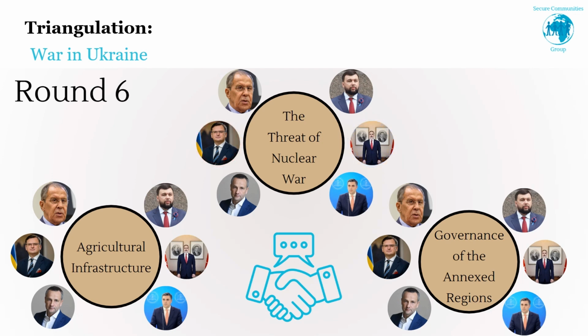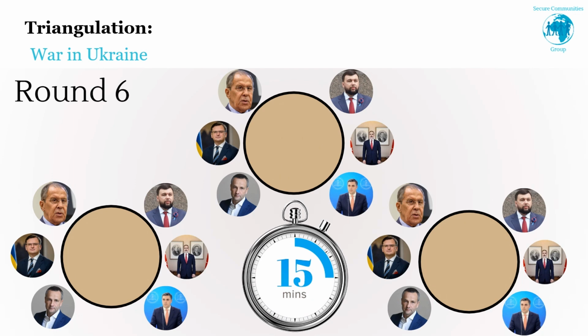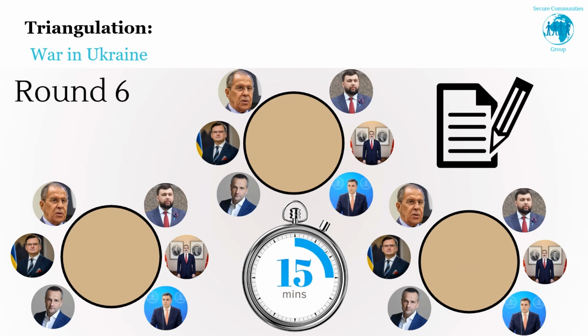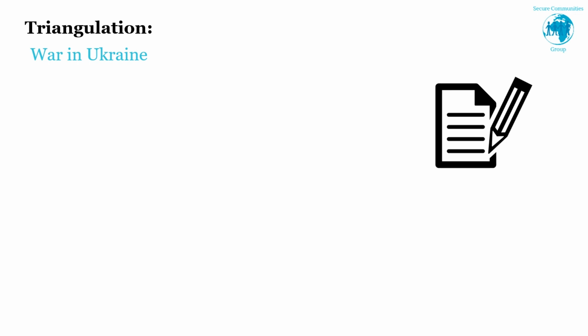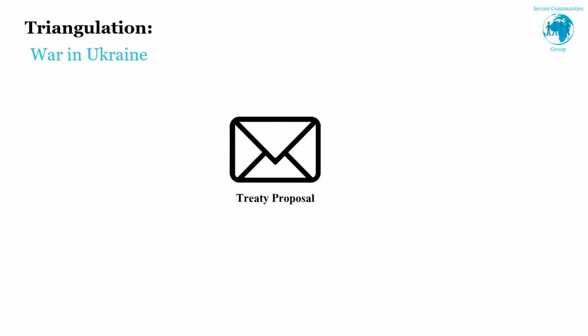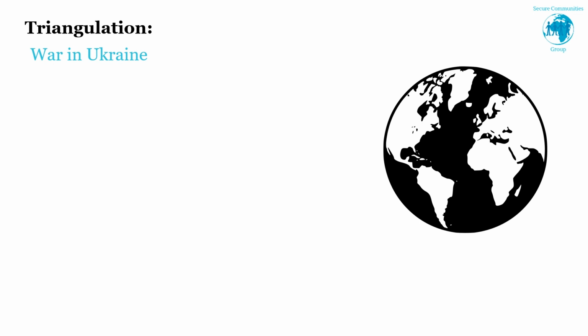By the end of this round of negotiations, which is again limited to 15 minutes, all participants at the 3 issue-focused tables must author 1/3 of a final document that becomes a treaty, a copy of which is printed and signed by every single person who is participating in this conflict resolution simulation exercise. That letter, which we call a treaty proposal, is then mailed to all of the leaders around the world that have a stake in this particular conflict.